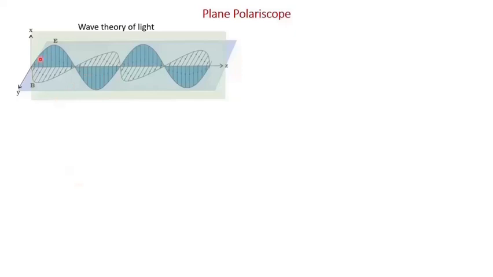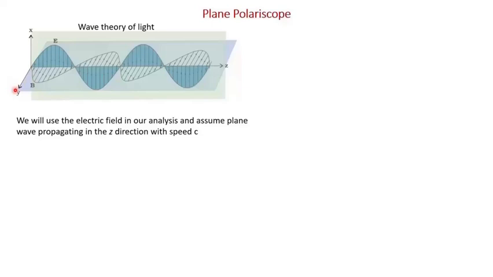You see here the electric field and the magnetic field oscillate with the same frequency. In our analysis, we will use the electric field and assume a plane wave propagating in the z direction with the speed c. The magnitude of the electric field vector can be written like this. It's a propagating wave where lambda is the wavelength, c is the speed of propagation, and omega here is the frequency.